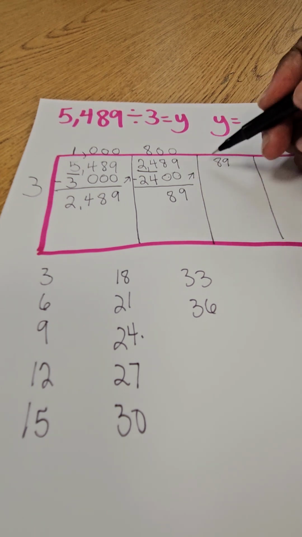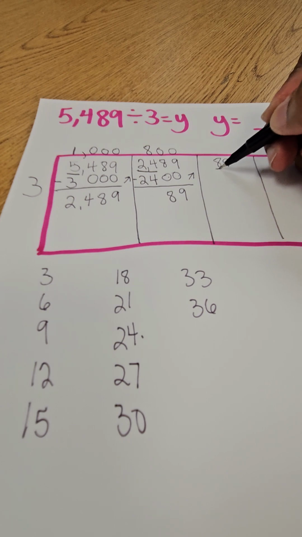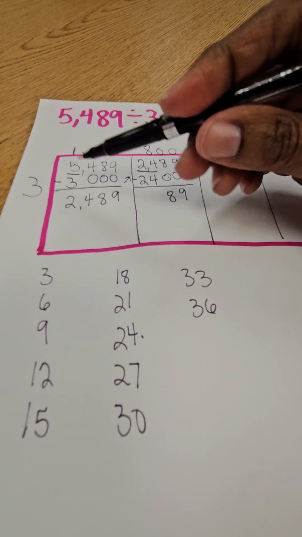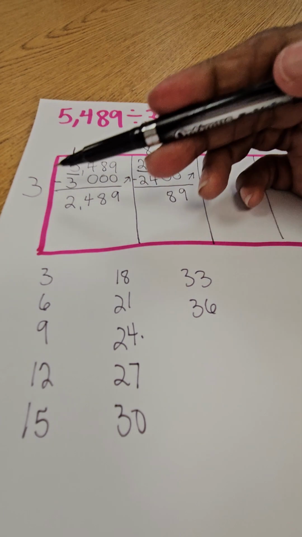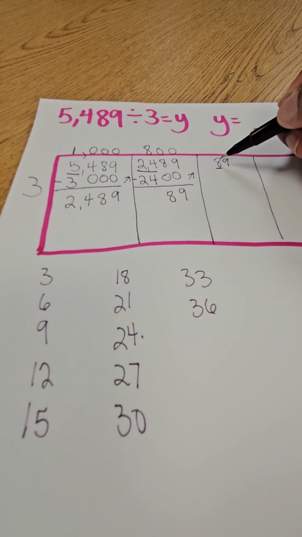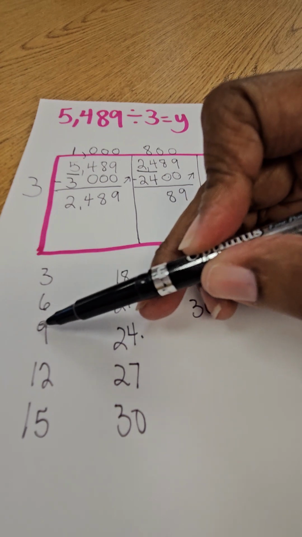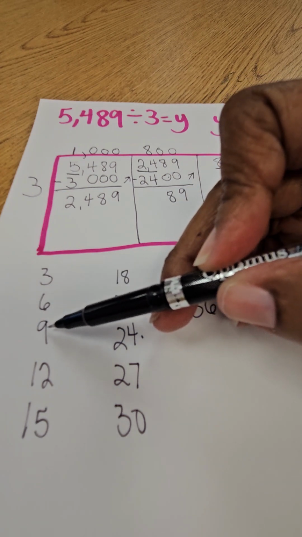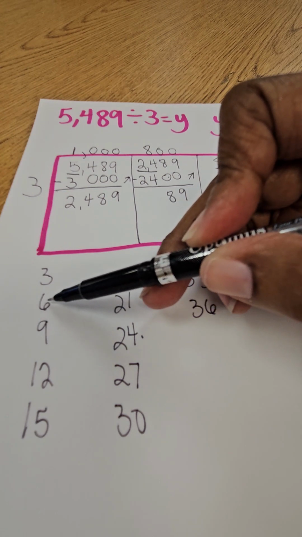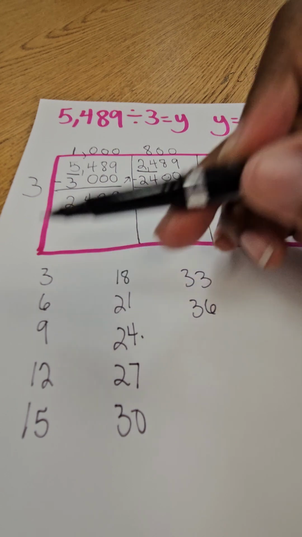All right, let's take a look. Our first or greatest digit, the tens place, is an 8. 8 is greater than 3, so we can use that. So 3 times what gets me as close to 8 or equals 8? When I look, 9 is close to 8, but it's greater than 8. We can't use 9, so we have to go back to the 6. So 6 is our answer.